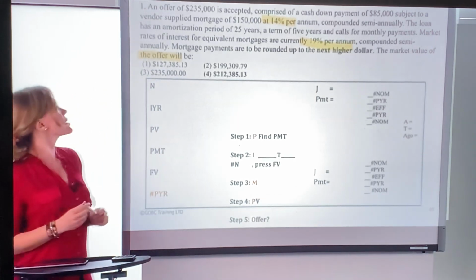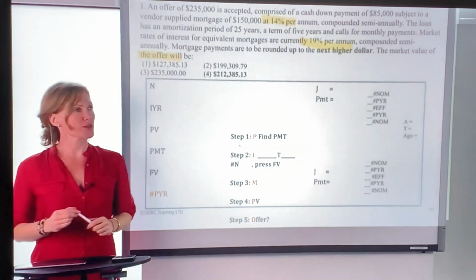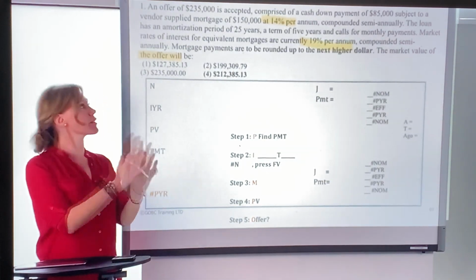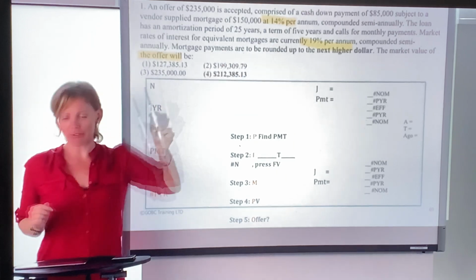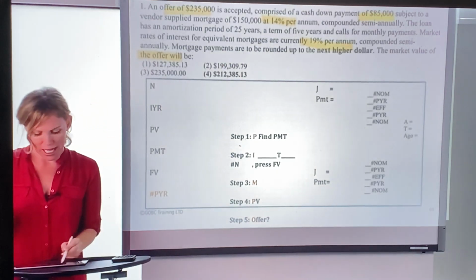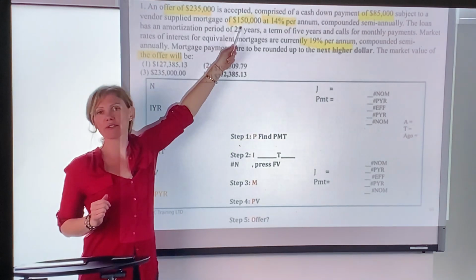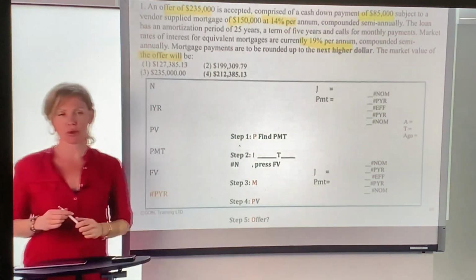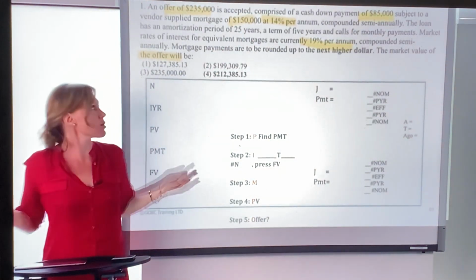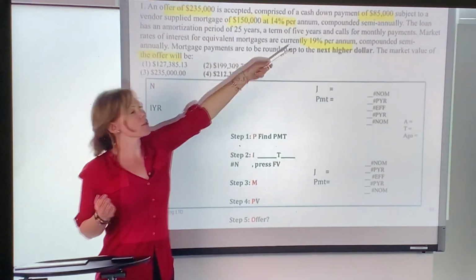So let's look through the question. Let's read the question itself. So we have an offer of 235. So somebody came to the seller and says, look, here's my offer, 235,000. I'll give you cash of 85,000. So we have a cash offer. And they expect the seller to give a mortgage of 150,000 at 14% back to the purchaser. So if I was the seller of the property, I'd say, okay, sounds good to me. I'll give you 150,000. You give me 85,000 cash.